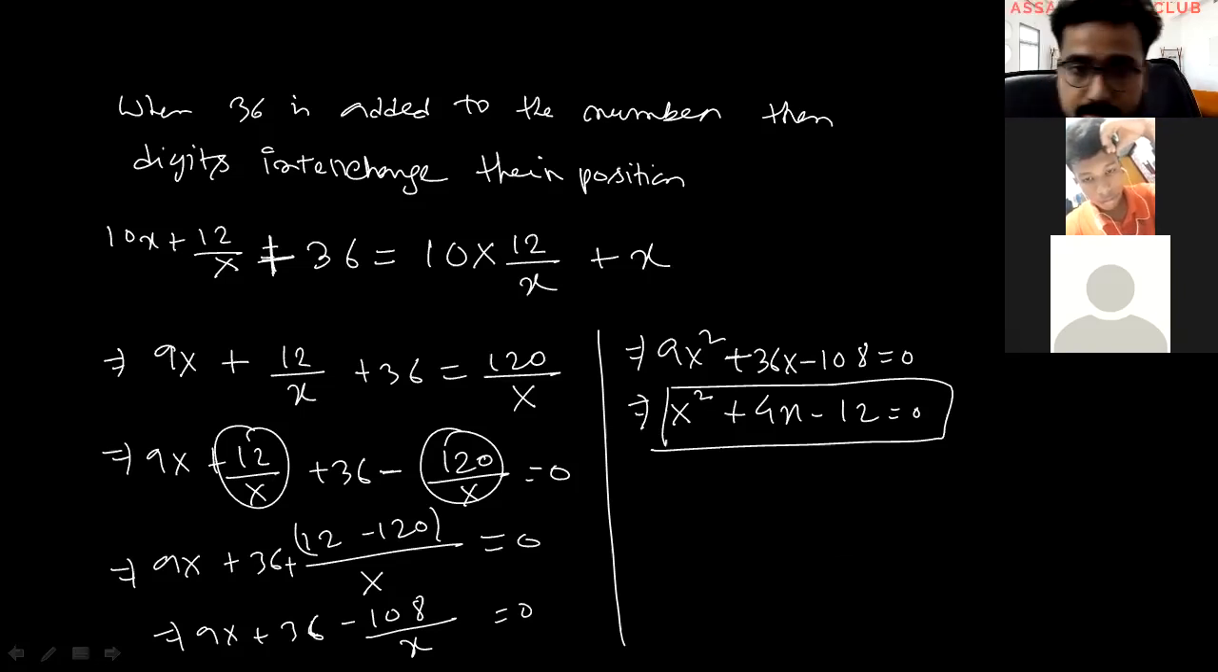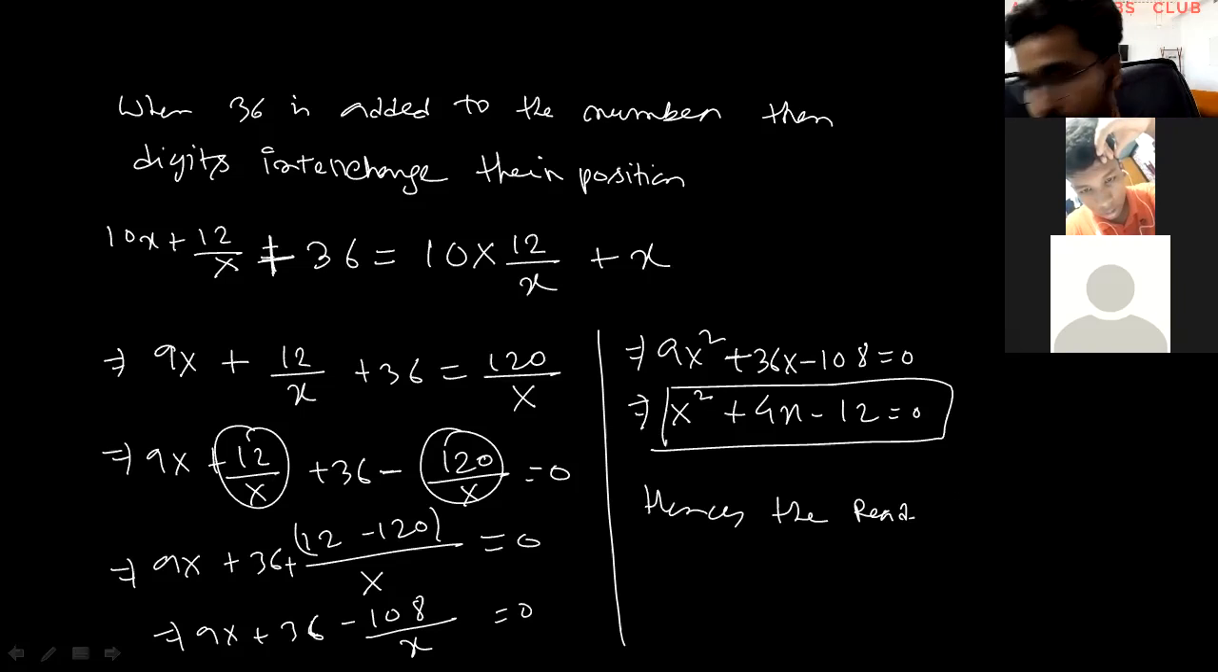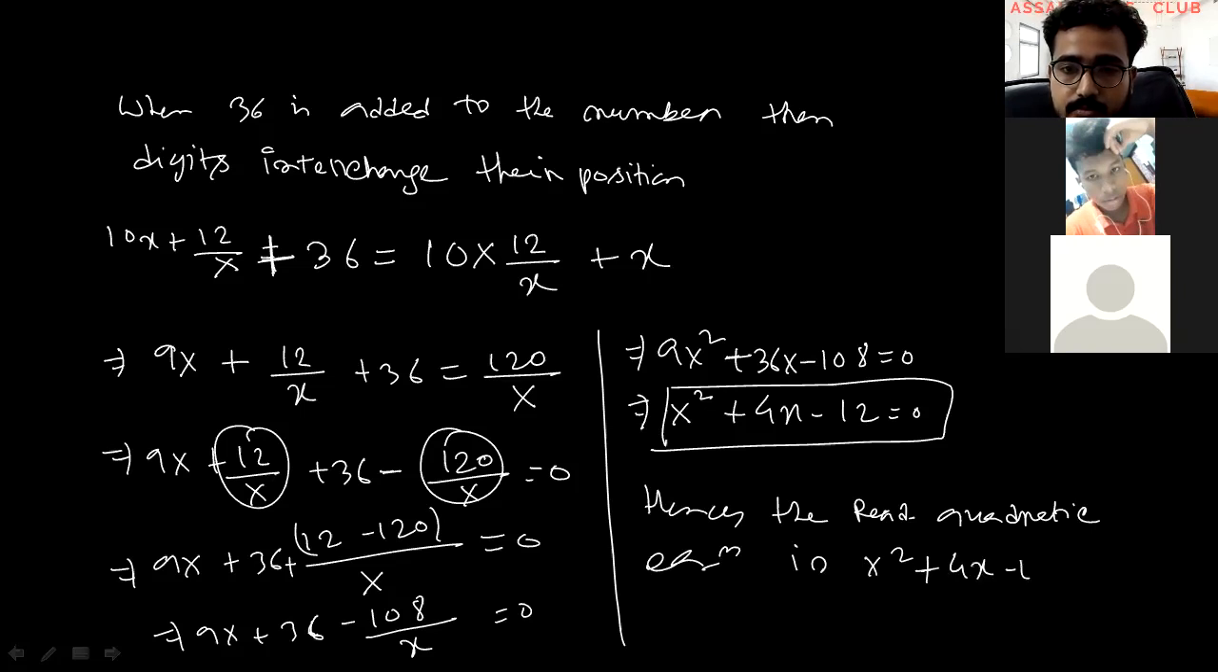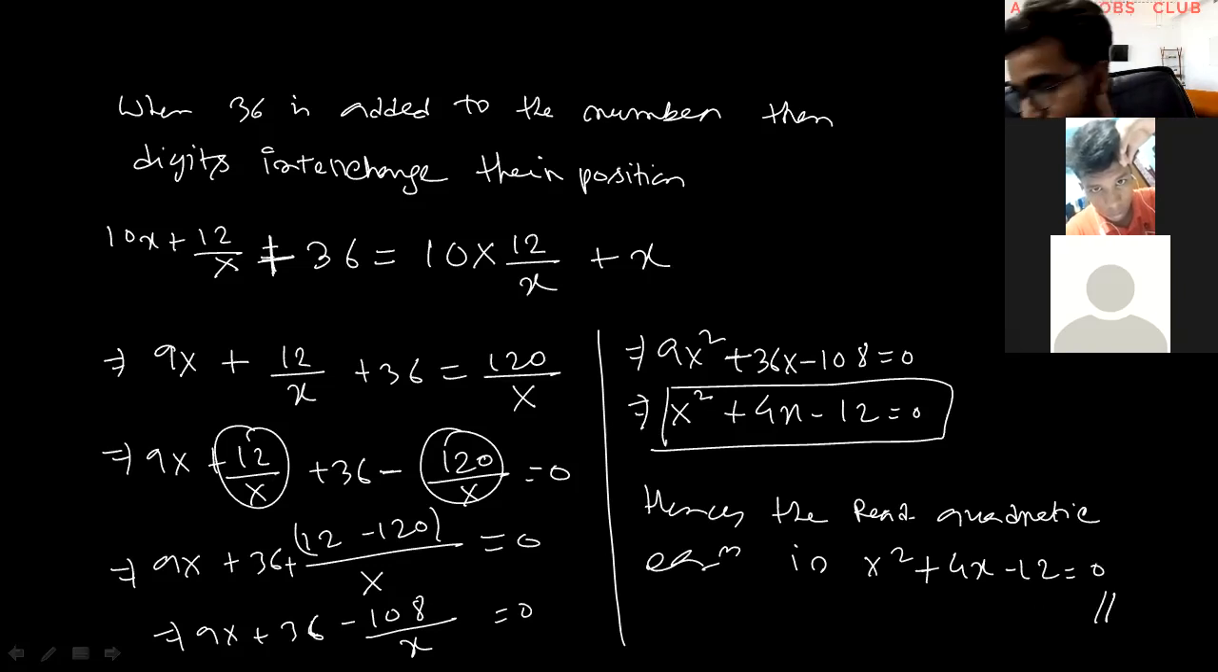Hence the required quadratic equation is x square plus 4x minus 12 equal to 0. Clear all of you? Sir, yes.